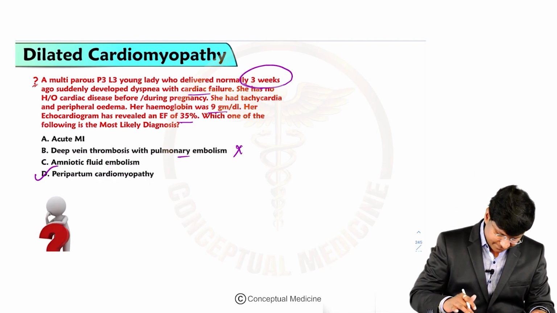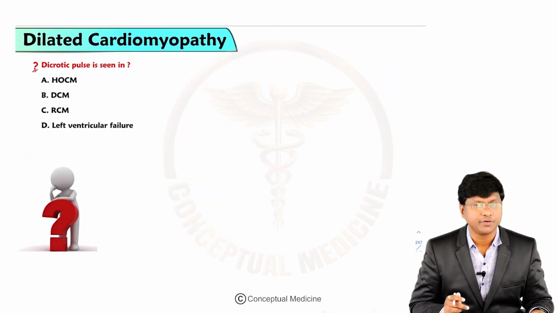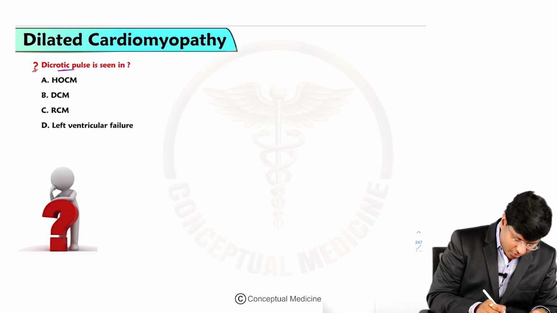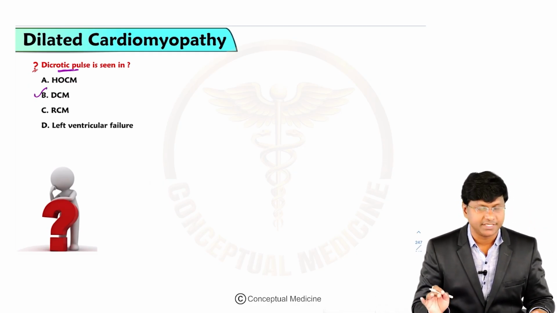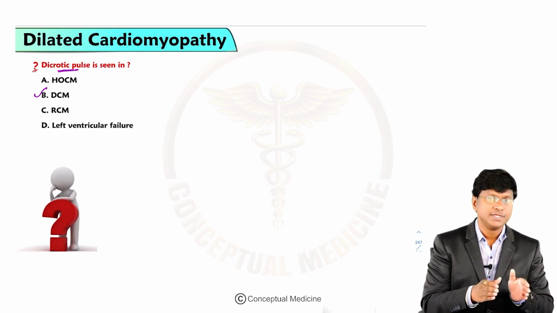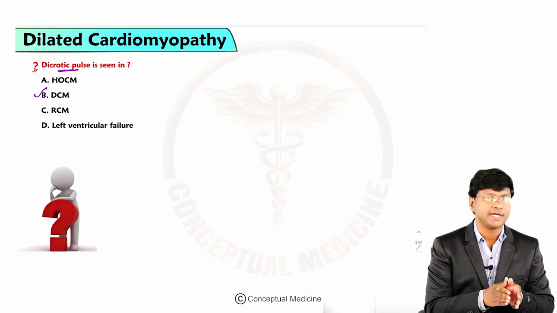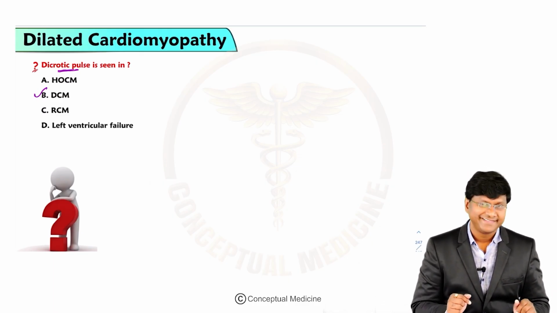Okay. Now, after having discussed that, dicrotic pulse is seen in hypertrophic obstructive cardiomyopathy, dilated cardiomyopathy, restrictive cardiomyopathy, and left ventricular failure. So, dicrotic pulse is seen in patients with dilated cardiomyopathy, right? So this completes the discussion of the theory aspect of dilated cardiomyopathy as well as the MCQs related to dilated cardiomyopathy. Thank you very much.